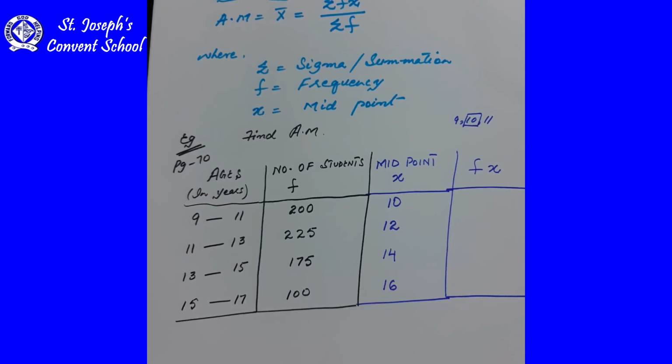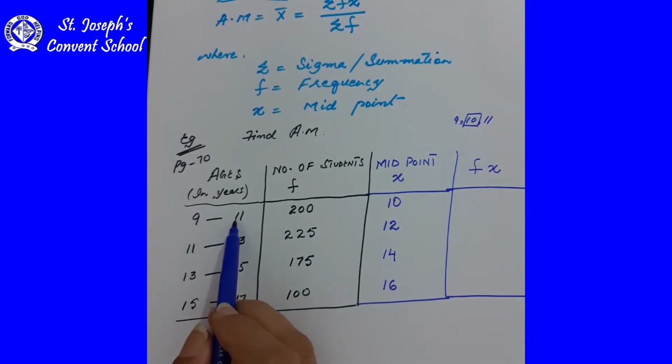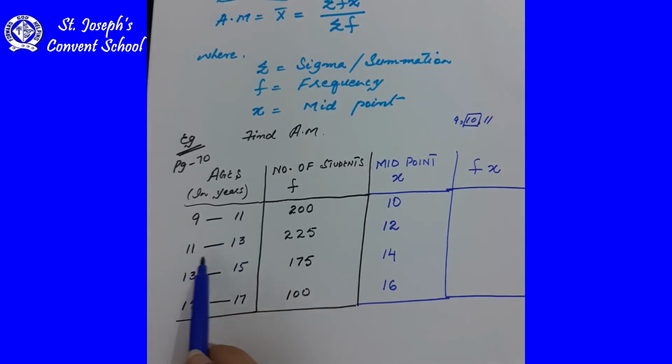Or there is another way of finding the midpoint. What we do, we add 9 and 11. 9 plus 11 is 20, 20 divided by 2. Same way 11 plus 13 divided by 2, 13 plus 15 divided by 2, 15 plus 17 divided by 2, you will get this answer. So it's up to you how you find this midpoint.